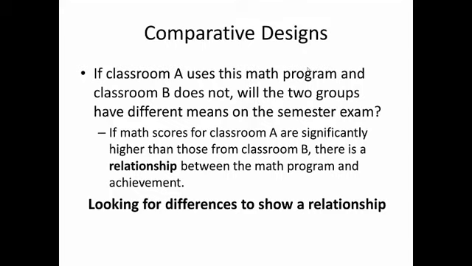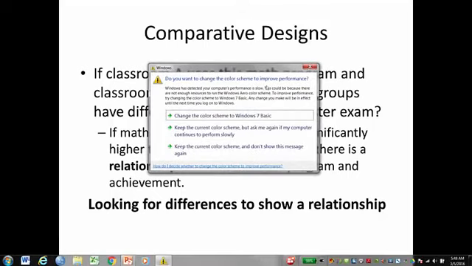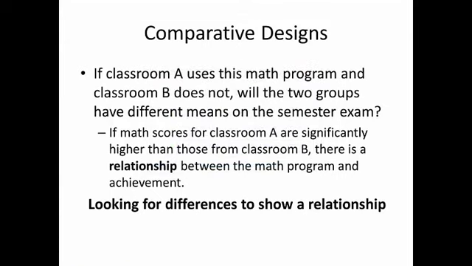Let's look at some other examples. This is a very common type. Classroom A uses a math program, classroom B does not. So will the two groups have different means on their scores on the semester exam? This is quasi-experimental. The groups already exist. The researcher isn't able to manipulate the IV because it's already there in the differences of the two classes. So we're looking for differences in order to show a relationship rather than a cause.